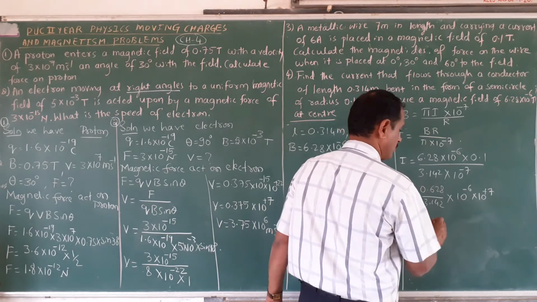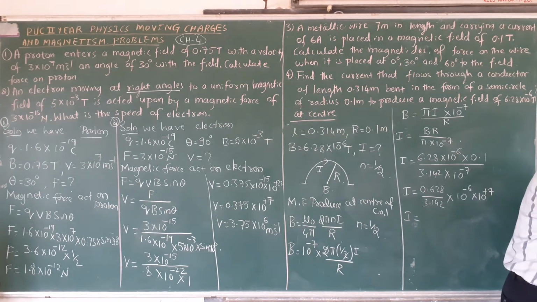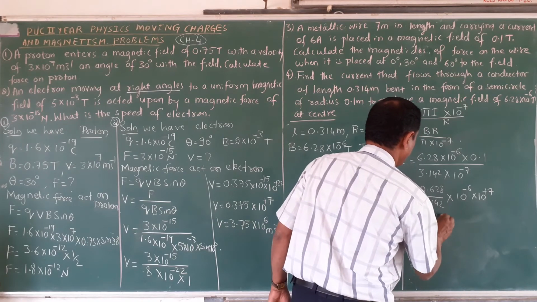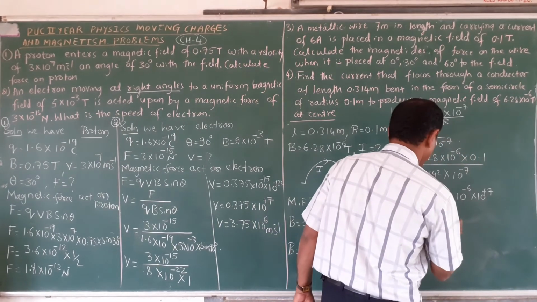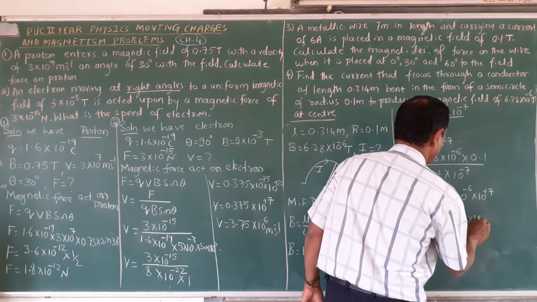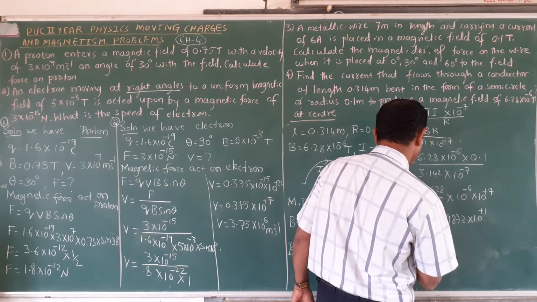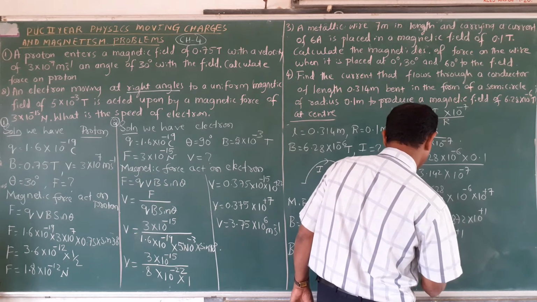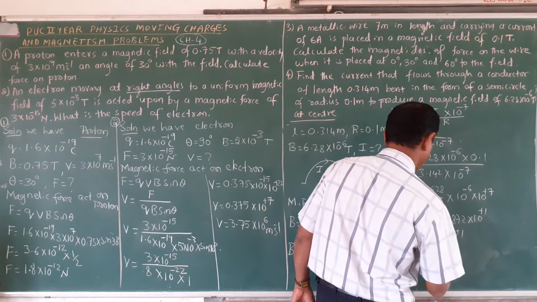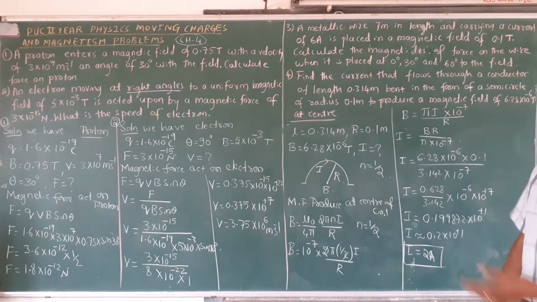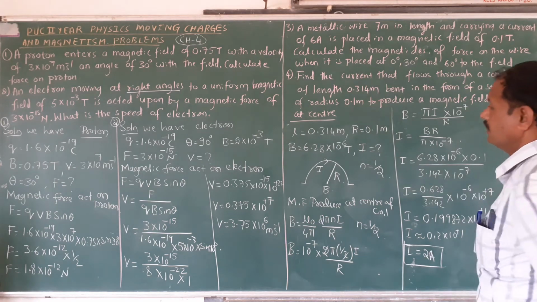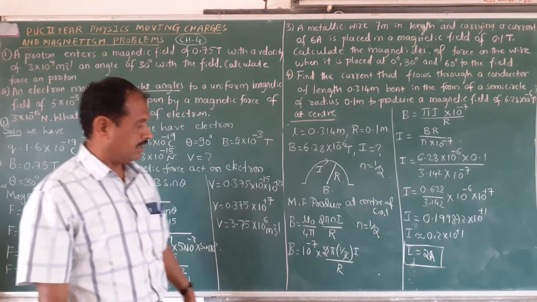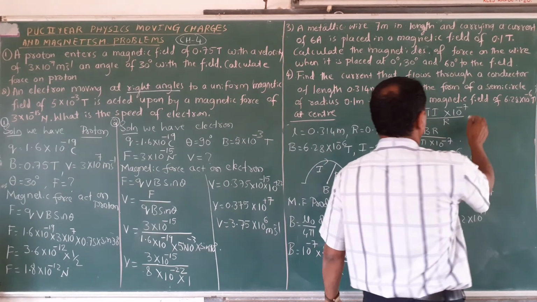Fine. I is equal to, what is the value of this one? When you divide this one, 0.19872 into 10 to the power of plus 1. It is near about 2 into 10 to the power of plus 1. Here I think it is 2 ampere is the answer. The current flowing through that semicircular loop, that is a semi loop, is I equal to 2 ampere. Now this formula is also useful.